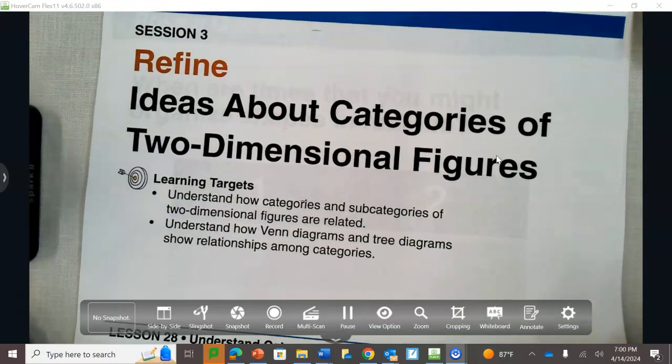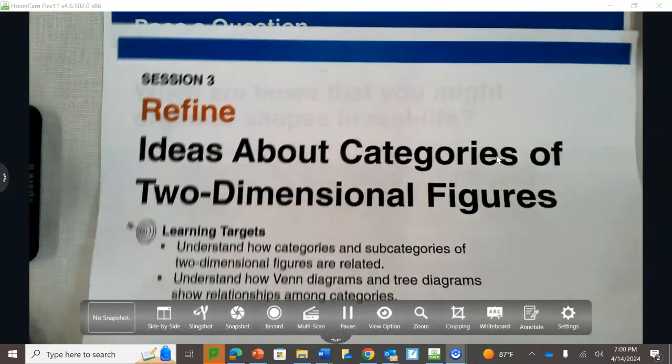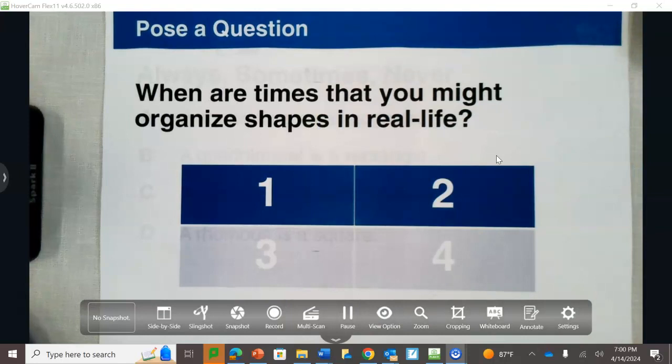Okay, so we are going to move to our pose a question today. So your question is: when are times that you might organize shapes in real life? With this question, I want you to think about it by yourselves first, and then I'm going to pick who is going to answer.